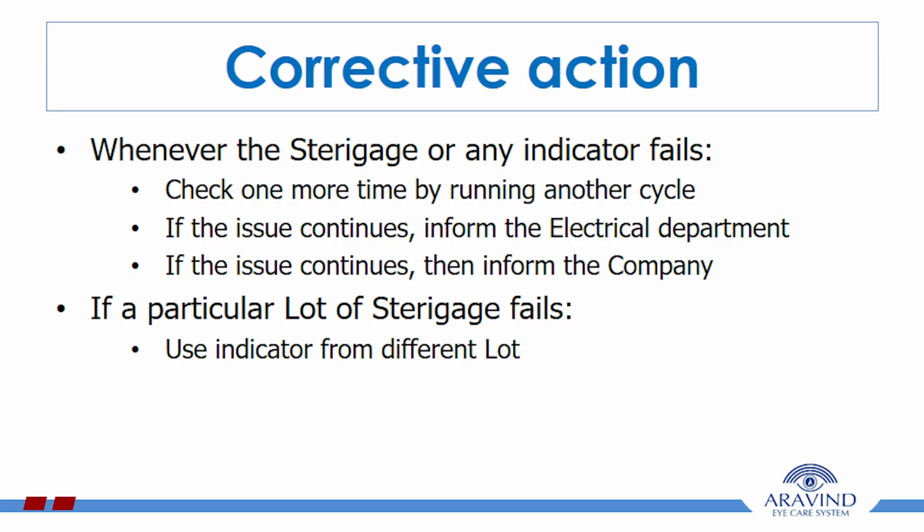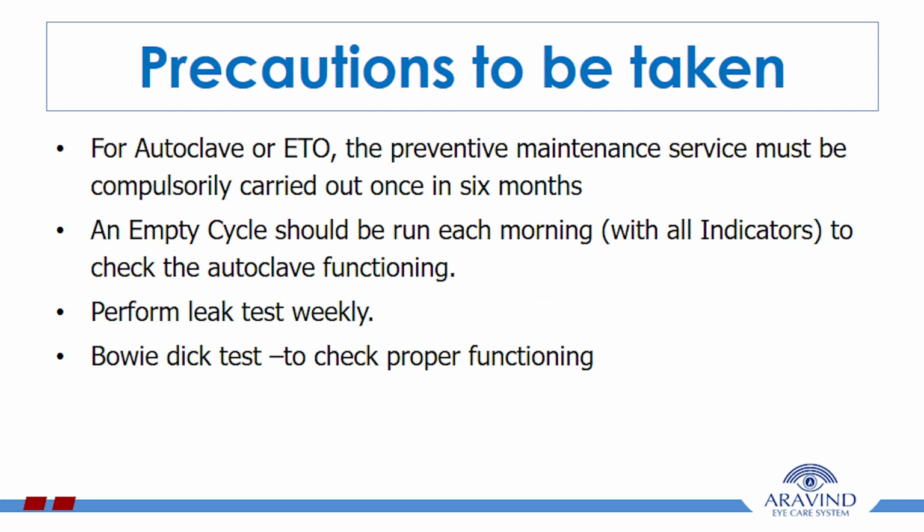Corrective action. Whenever the Steady gauge or any indicator fails, check one more time by running another cycle. If the issue continues, inform the electrical department. If the issue continues, then inform the company. If a particular lot of Steady gauge fails, use an indicator from a different lot.